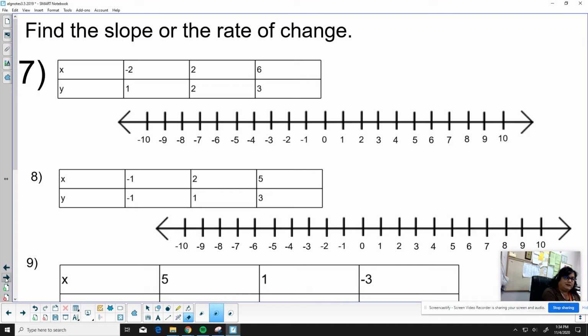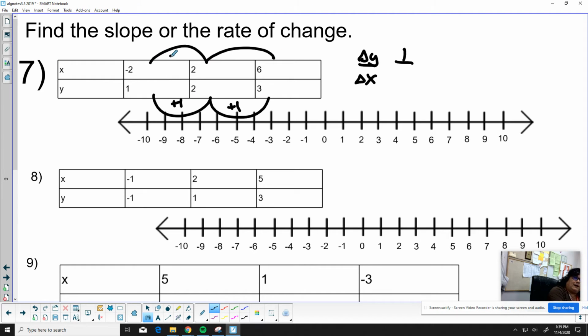All right, so these are the same. I just changed the direction of the table. So I'm still just going to do change in y over change in x. I have to do the y's first, so that's down here. You can see the y's is plus 1, plus 1, plus 1. So my top number, or my numerator, is 1. And then up here, it looks like I'm adding 4. So my slope is 1/4.